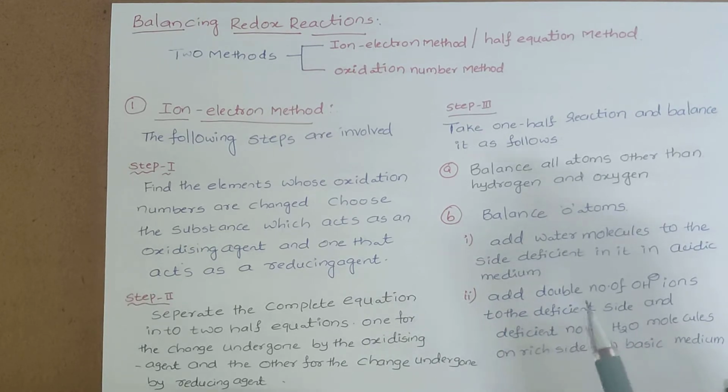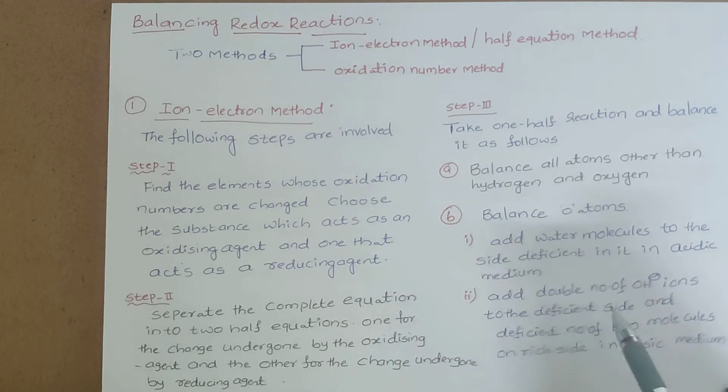First, suppose the redox reaction takes place in acidic medium. To balance the oxygen atoms, add water molecules to the deficient side. Suppose the product side has 10 oxygen atoms and the reactant side has 5 oxygen atoms. Which side is deficient? The left side, the reactant side. The right side is 10 and the left side is 5, so 5 is the deficiency. Then 5 H2O molecules are added to the deficient side. That is in which medium? Acidic medium.